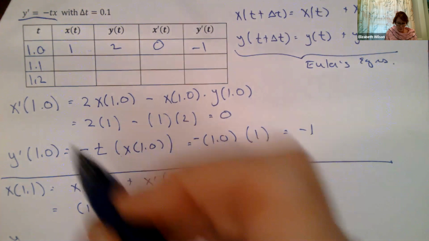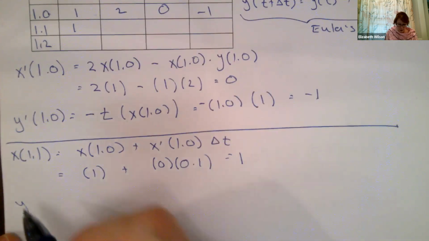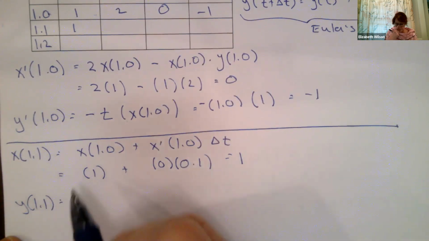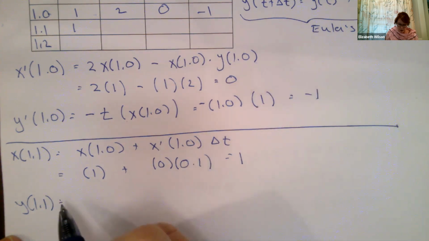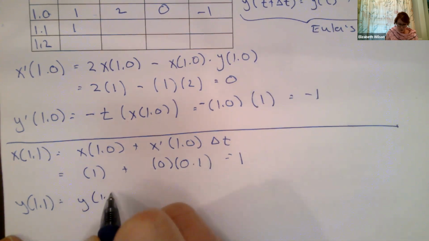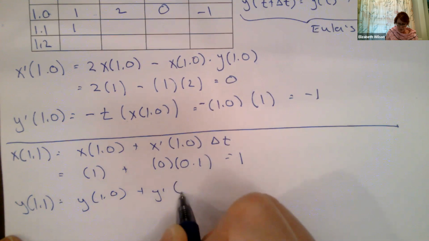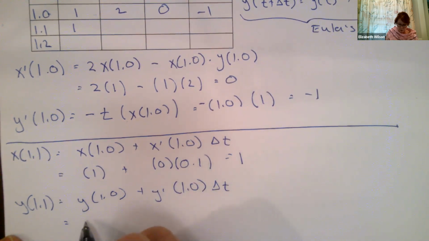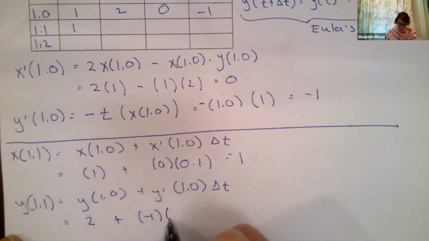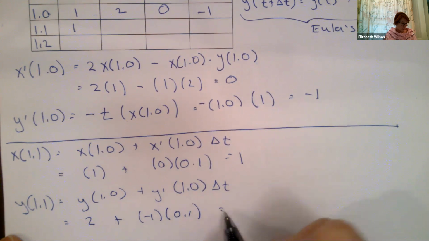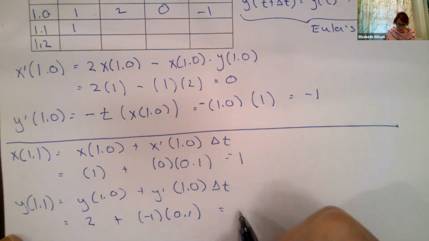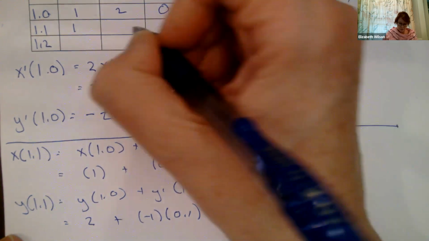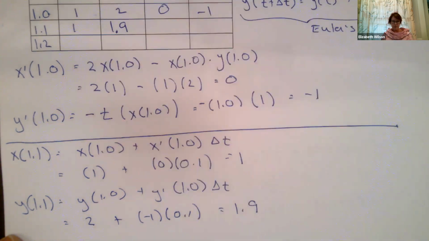Y, put 1 right there. y of 1.1 equals y of 1.0 plus y prime of 1.0 times delta t, which is 2 plus y prime, minus 1, times 0.1. And that was equal to 1.9. Okay.